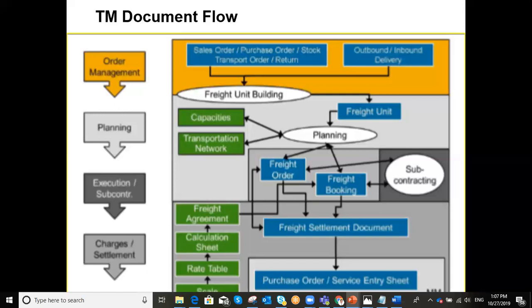Previously, it was not followed by companies. Most of the leading companies also did not follow the transportation management process. They have outsourced it. But there is a huge loss and huge cost involved in freight costing. So how to reduce the freight costing? How to reduce or optimize the transportation lead time? This can be done by SAP TM.